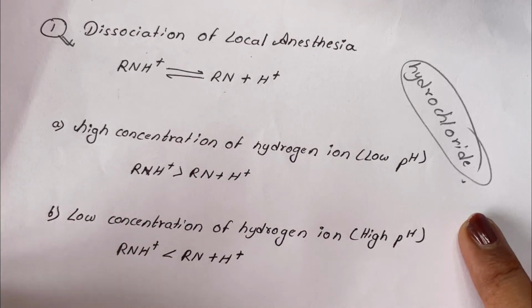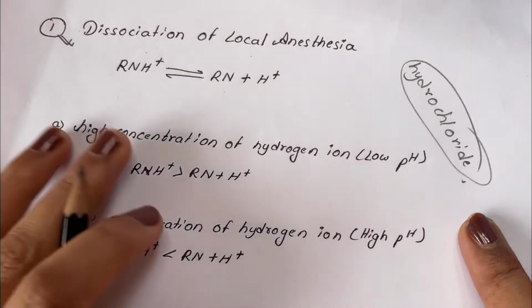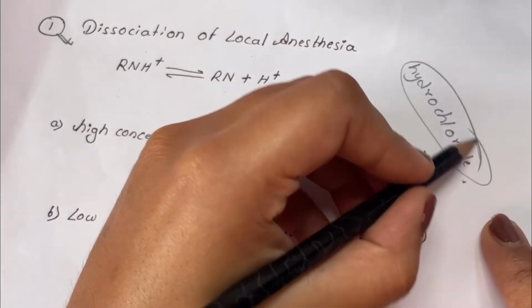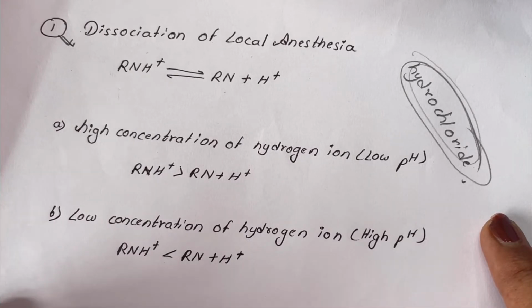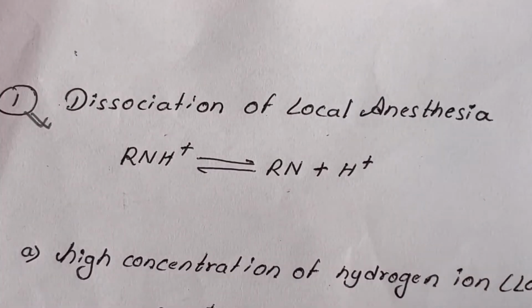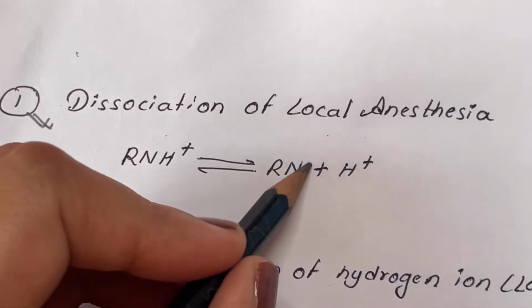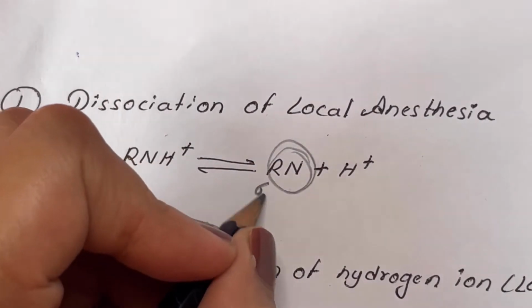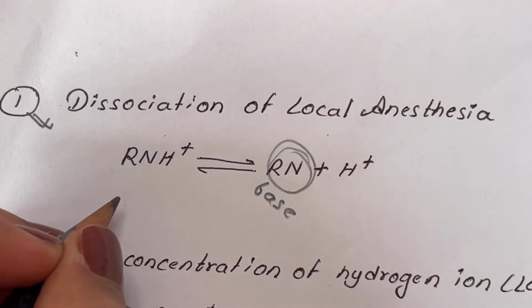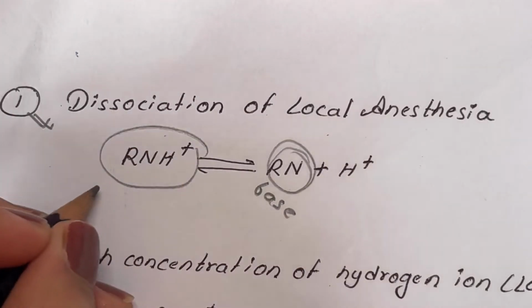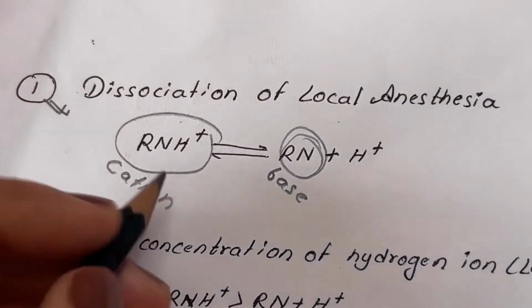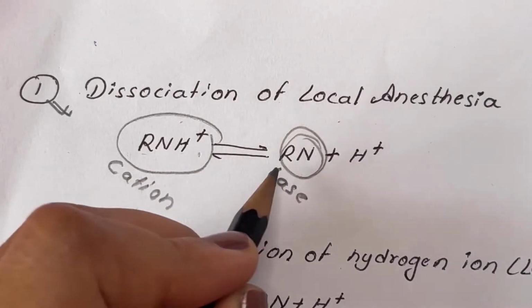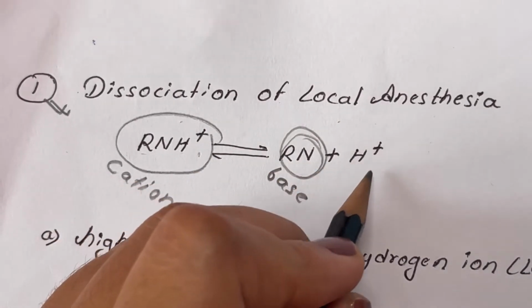As you know, for clinical use, local anesthetics are available as acid salts, usually hydrochloride, and the local anesthetic salt, both water soluble and stable, is dissolved in sterile water or saline. This solution consists of uncharged molecules, RN, also called the base, and positively charged molecules, RNH+, also called the cation. So the equation is RNH+ equals RN plus H+.